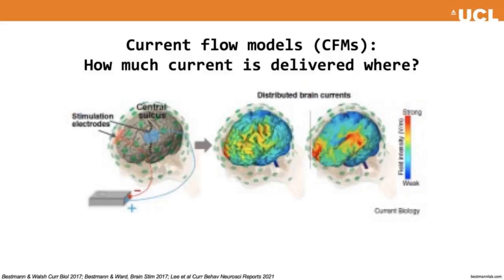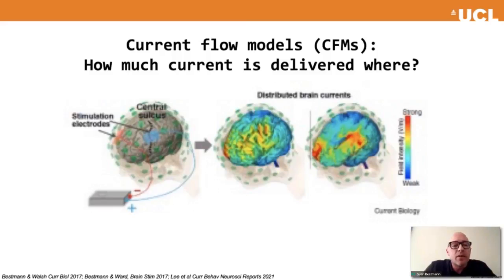So I'm just going to talk a bit about e-field modeling and current flow models and whether they're fit for purpose. And the purpose, of course, is that they help us to optimize the outcomes of stimulation, to make things better, get better effect sizes, and so on and so forth. And the basic idea is very simple. Based on what we know about anatomy and conductivity, can we predict what we're actually delivering to the brain? So that's a very simple idea, I guess.